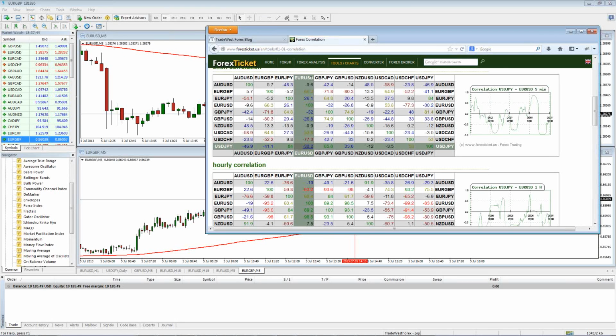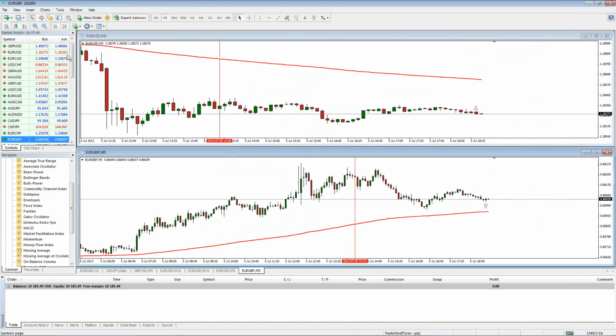But let's do this. Let's look at the euro dollar against the US yen. So let's see, US yen right here.